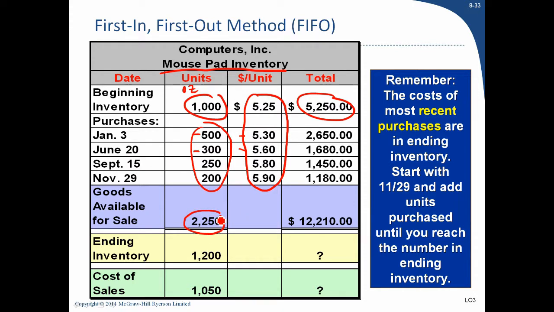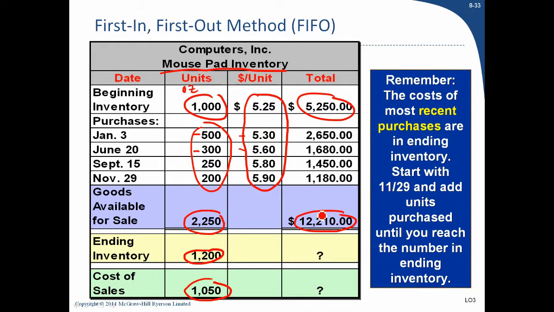So let's say you started with 1,000 units of copper and purchased 1,250, therefore you had 2,250, and the total cost, you spent $12,210 to buy all that copper. You know you only have 1,200 units left, okay? And so your cost of sales is 1,050 units, the number you sold or used in producing a phone, okay?